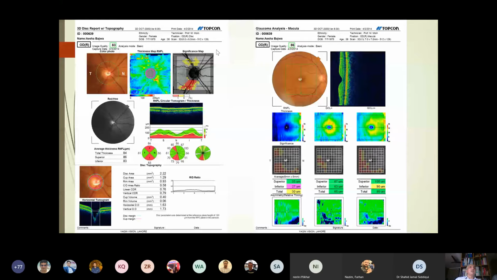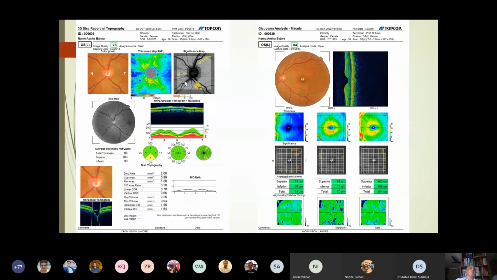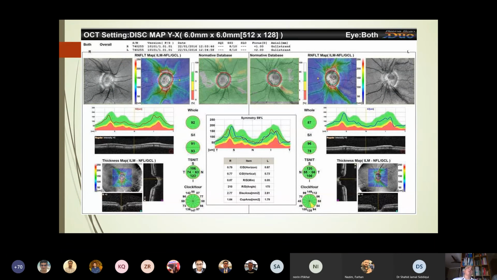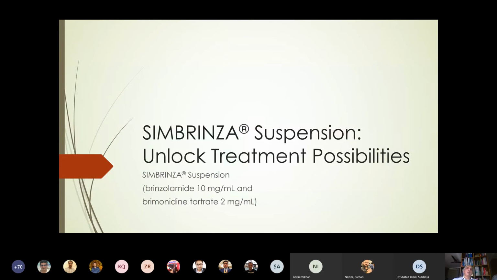So this is another slight bit of image acquisition error in the shadowgram inferiorly, and this is shown in the inferior quadrant graph. The cup to disc, the disc area, needs to be monitored and probably put on treatment in these instances. And any questions before we give 2 points on Simbrinza?